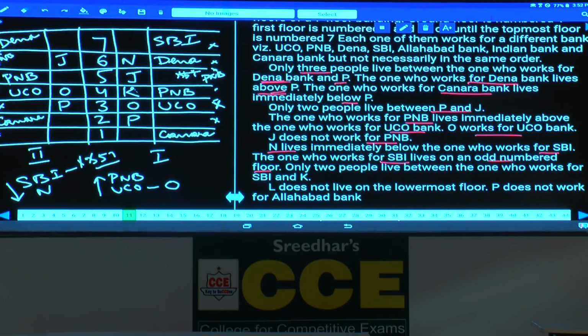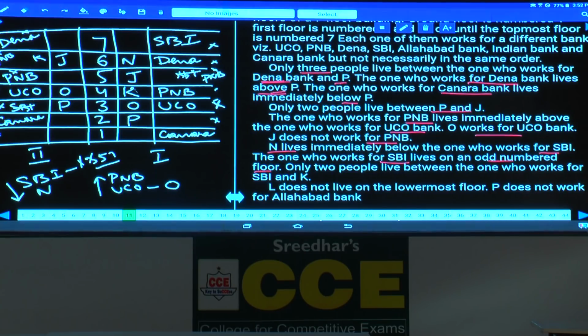Then coming to the second possibility. Now, in this one SBI cannot be on the 7th floor and cannot be on the 5th floor, hence must be on the 3rd floor, isn't it? Or on the 1st floor. If you take SBI on the 3rd floor, SBI is here, then 2 persons between SBI and K and J must be on the same, which is not possible. Hence, SBI cannot be on the 3rd floor.